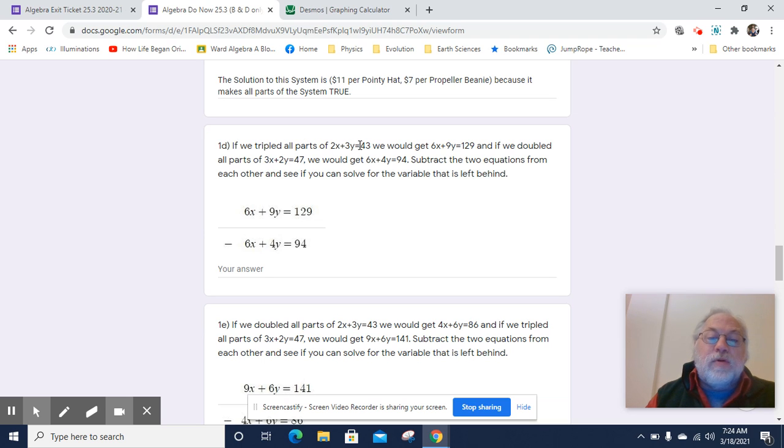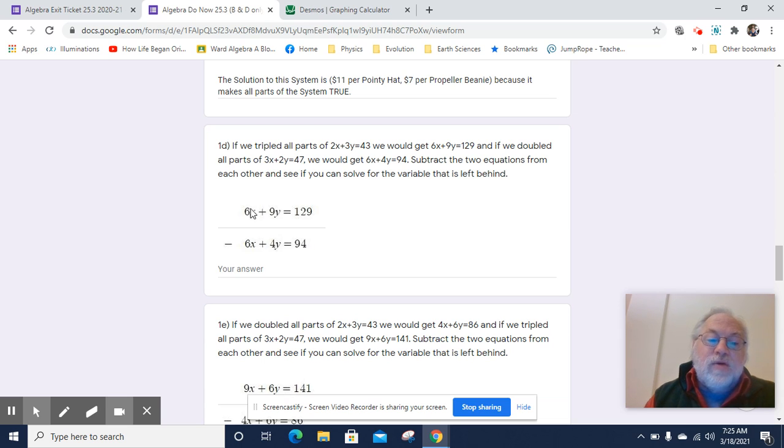So we could triple the equation for your shopping spree, and you get 6x plus 9y equals 129 there. So that's just all the parts tripled. So 2x times 3, 3y times 3, and 43 times 3. So every single part of this got scaled up by 3. And we could double the other one. So we doubled this one, and we get 6x, 4y, and 94, since 3x becomes 6x, 2y becomes 4y, and 47 becomes 94.